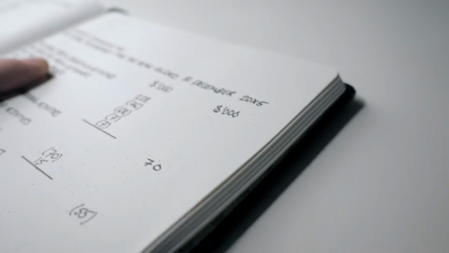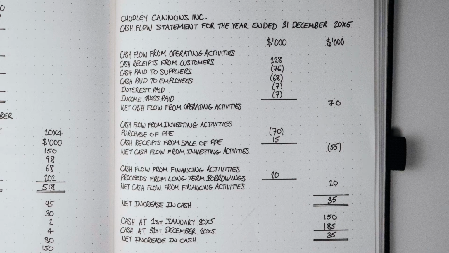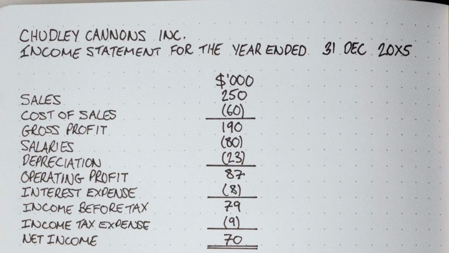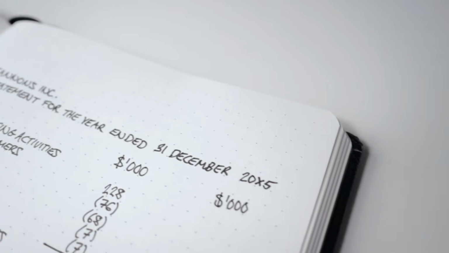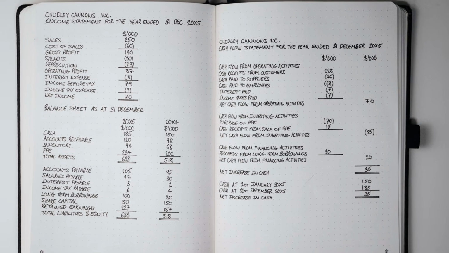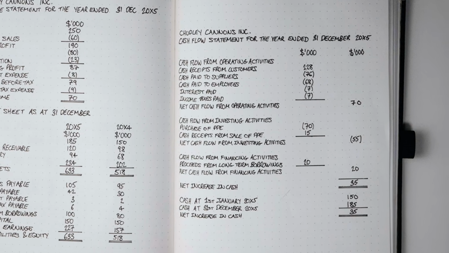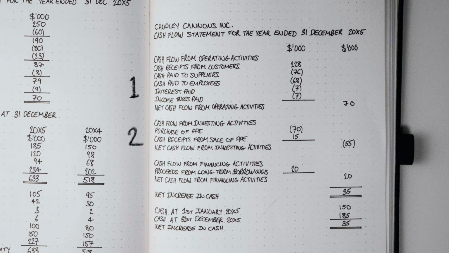Let's begin. So here we have the cash flow statement for the Chudley Cannons, and the plan is we're going to recalculate all of these numbers directly from the income statement and balance sheet for the same period, the 31st of December. We will start at the top with cash flow from operating activities and work our way down through all three sections to cash flow from financing activities.